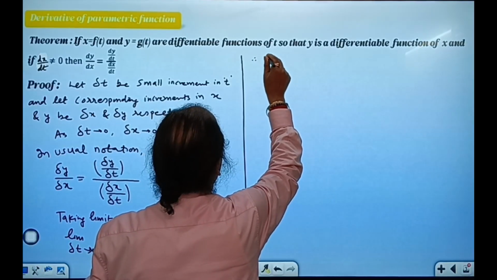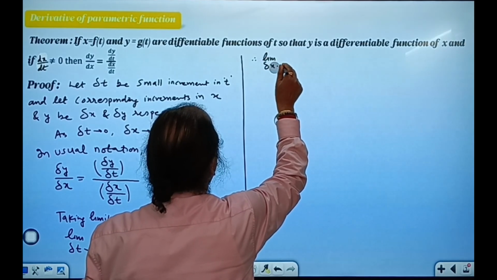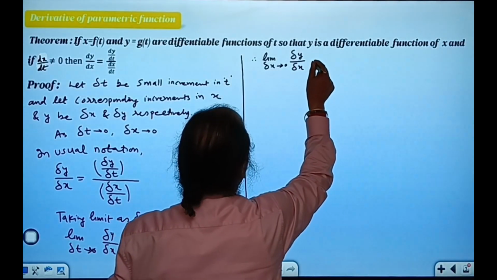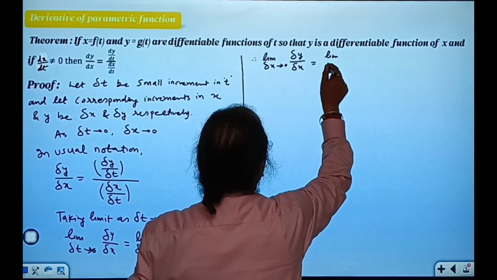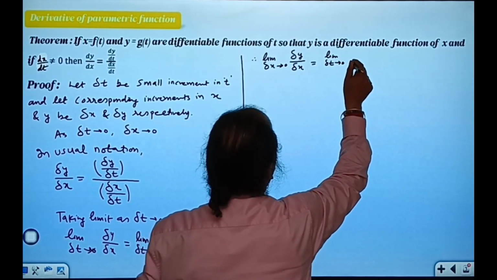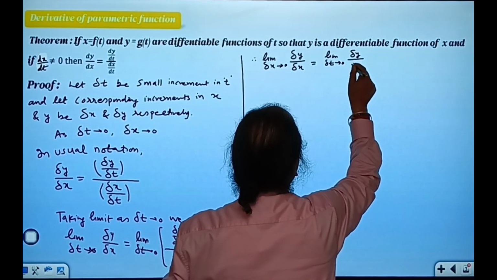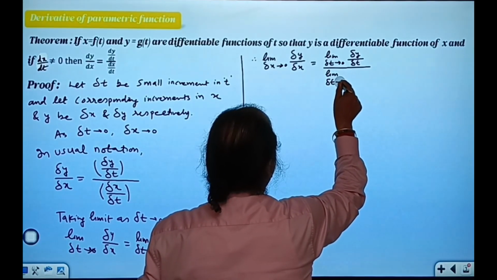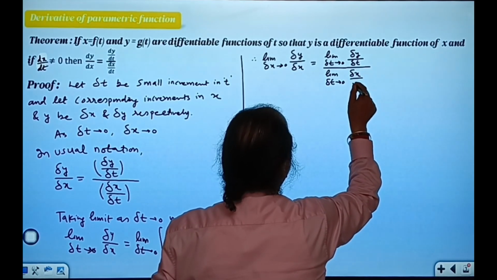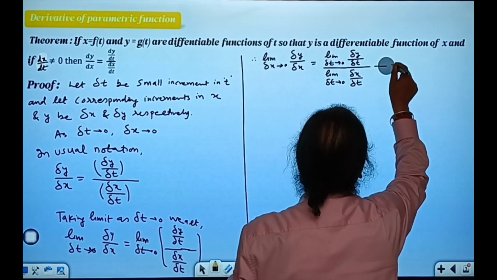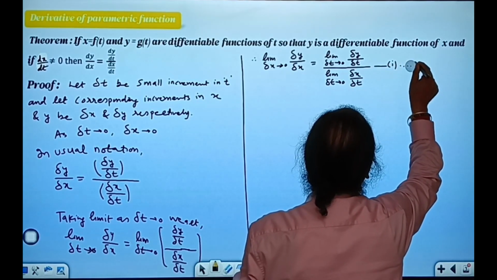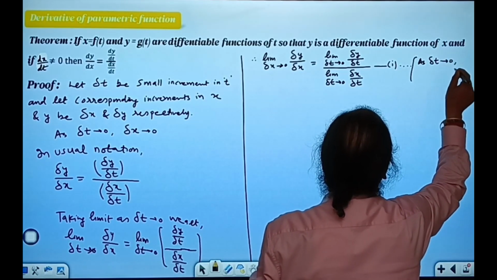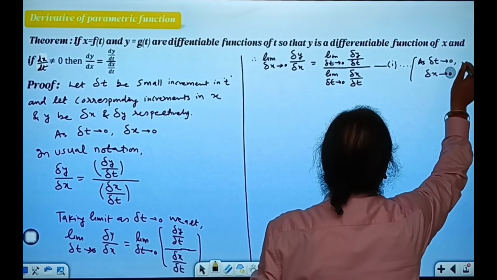Therefore, limit delta x tends to 0 of delta y by delta x is equal to limit delta t tends to 0 of delta y by delta t upon limit delta t tends to 0 of delta x by delta t. Equation number 1. Reason is what? As delta t tends to 0, delta x also tends to 0.